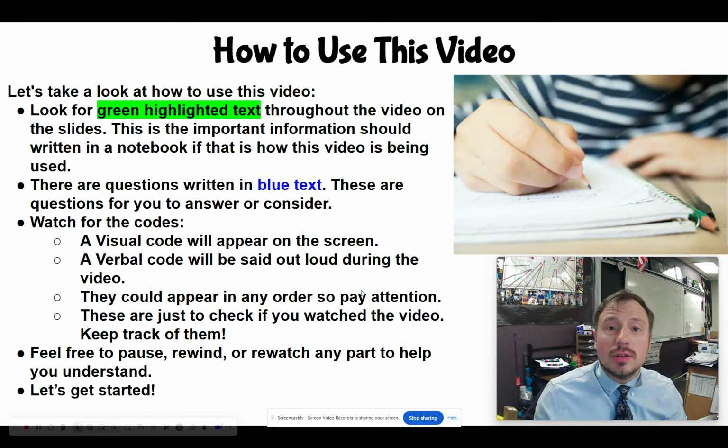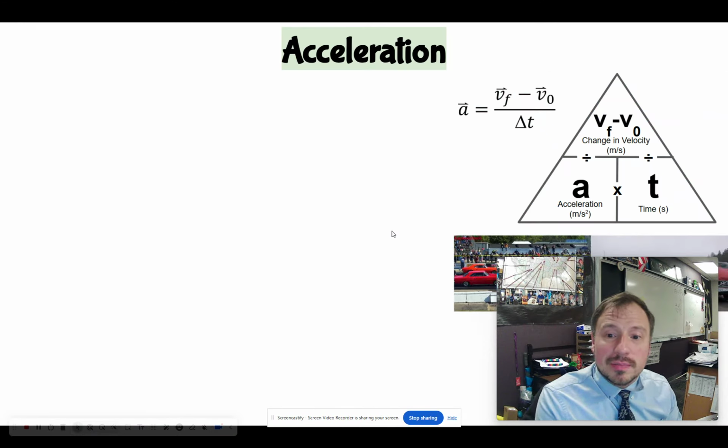Also throughout this video there's going to be a visual code that will show up on the screen, and there will also be a verbal code said by myself. It can happen in either order, so just pay attention. All right, let's get started.